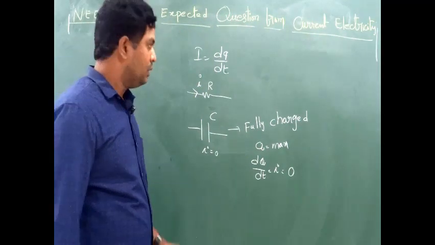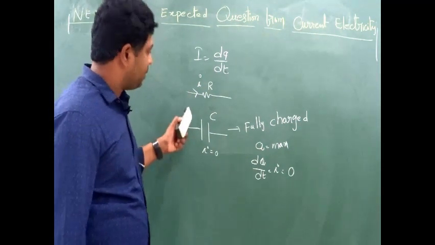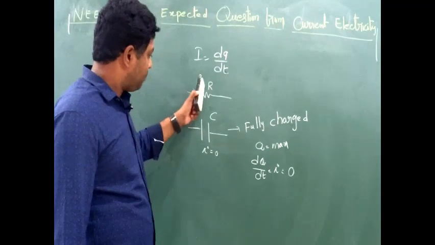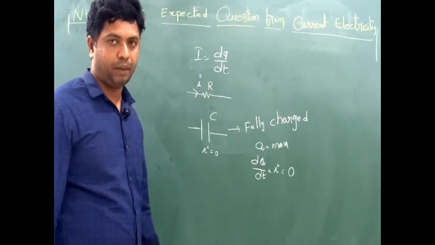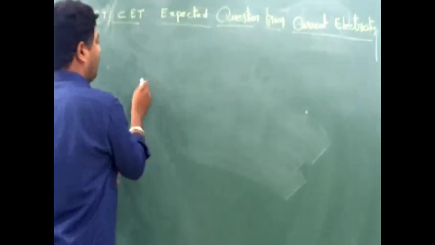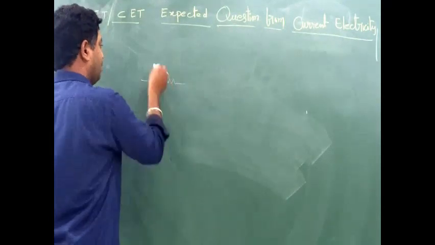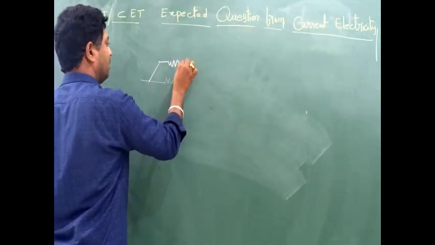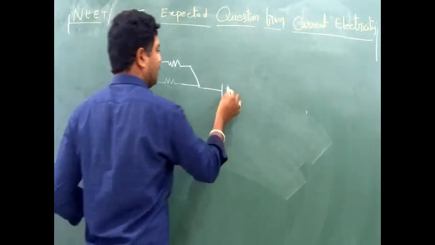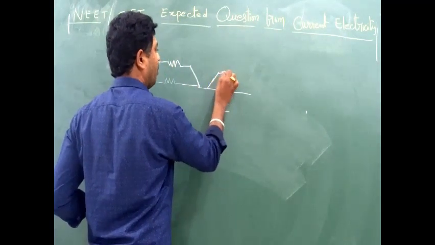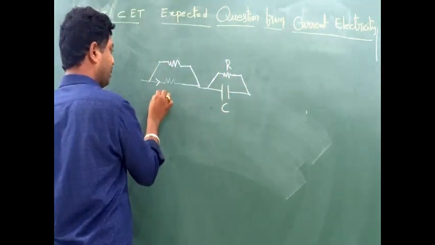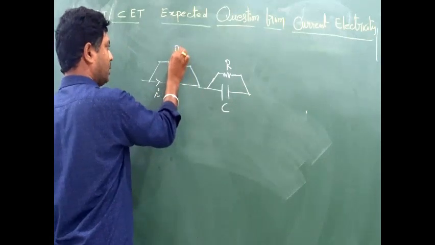Now we are going to understand the expected questions from the current electricity chapter. They are going to ask you about combinations of resistors and capacitors. Suppose this is one resistor and it is connected with another resistor. There is one capacitor of capacitance C. Now it is also connected with another resistor of resistance R. The current passing through this one is I, this is also R, this is also R.